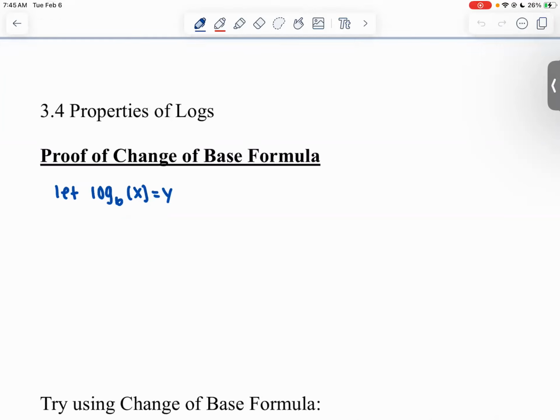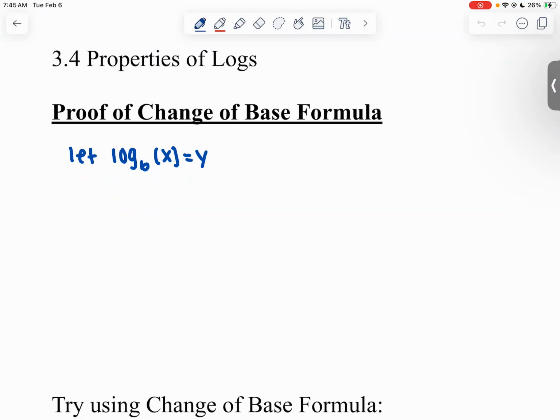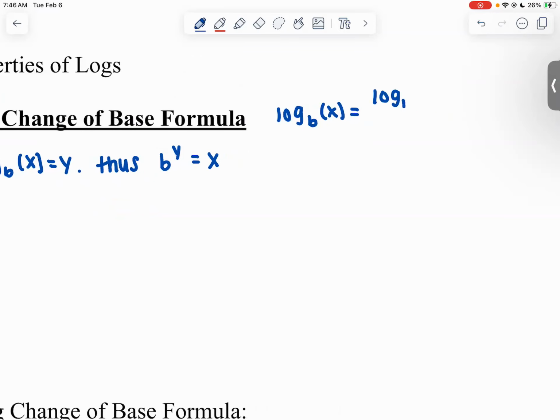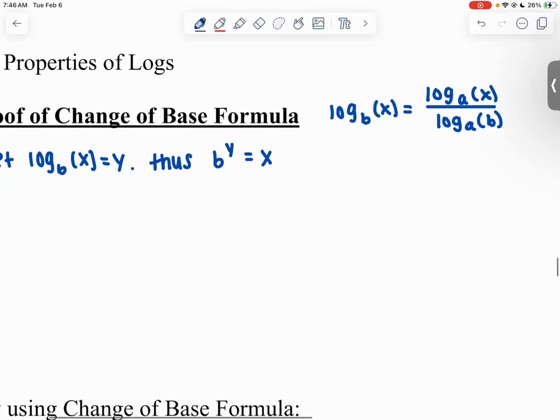If we change this to an exponential, this means that b to the y will equal x. In order to work with this equation, we do want a log base a of x to show up. Remember, we're proving that log base b of x is the same as log base a of x divided by log base a of b. We're changing the base in this case. So I want to force some logs back into this expression.